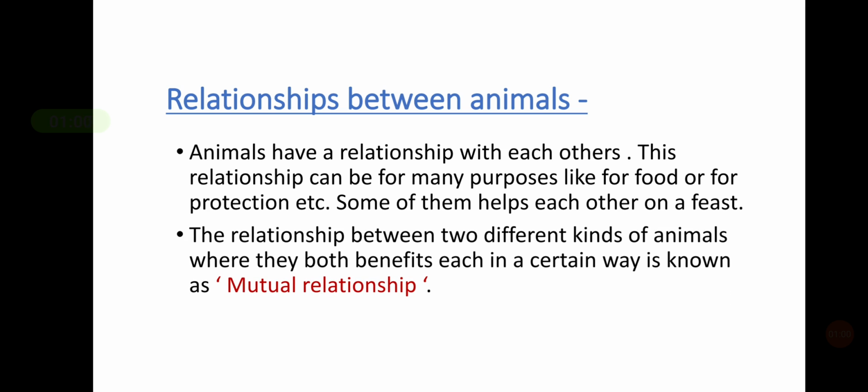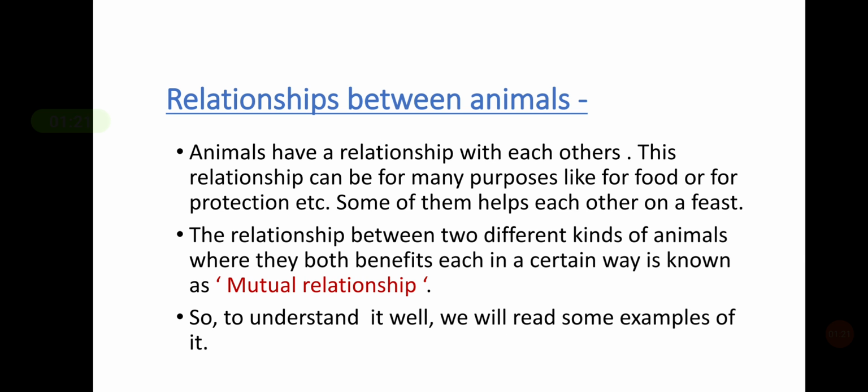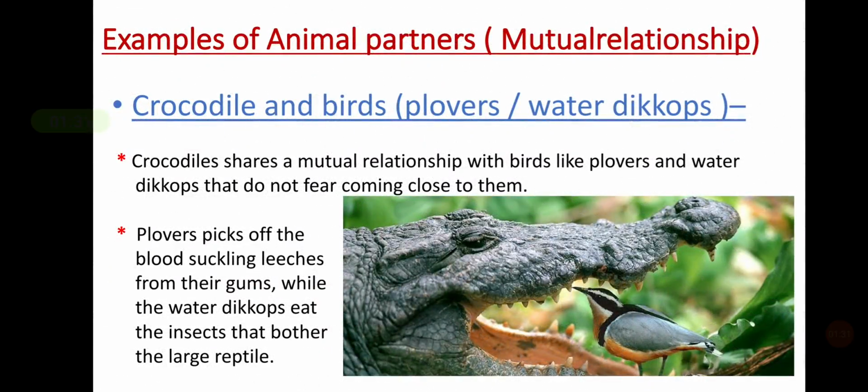The relationship between two different kinds of animals where they both benefit each other in a certain way is known as a mutual relationship. This kind of mutual relationship can be found in nature. To understand it well, we will read some examples of it which are given in your book. So, examples of animal partners or mutual relationship.